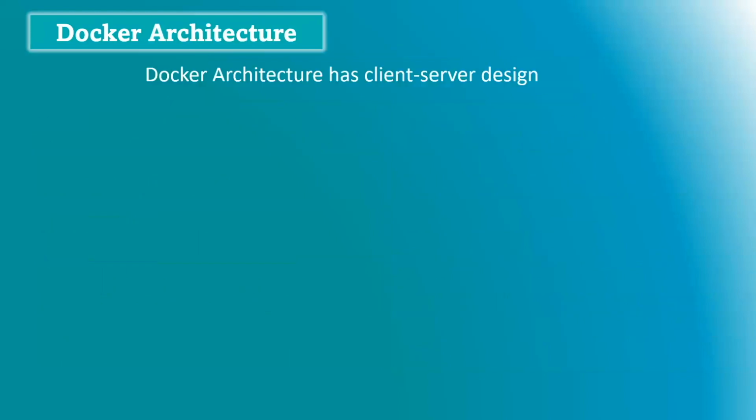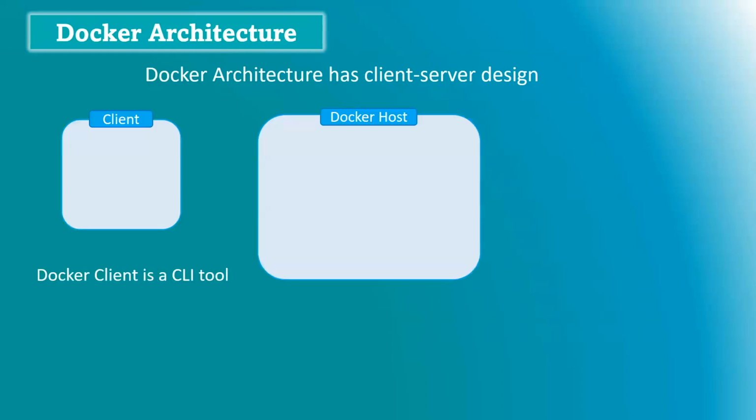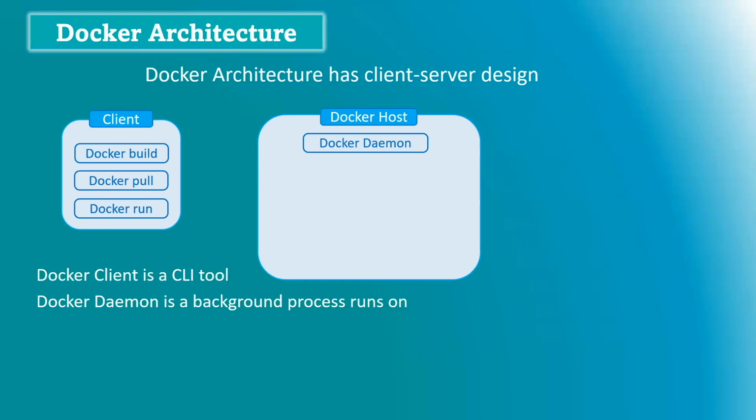In this section, we will dive deep into Docker architecture, which operates on a client-server model. The Docker client is a command line interface, or CLI tool, that enables users to interact with the Docker host or server. We can use the CLI to run commands to build, run, and manage Docker containers. Zooming into the Docker host, a crucial component is the Docker daemon. The Docker daemon is a background process responsible for executing user requests and managing the Docker container lifecycle.